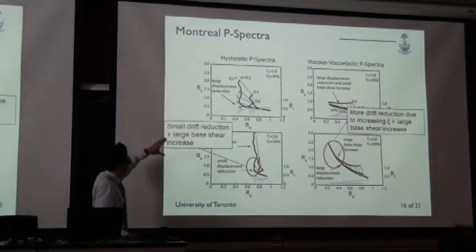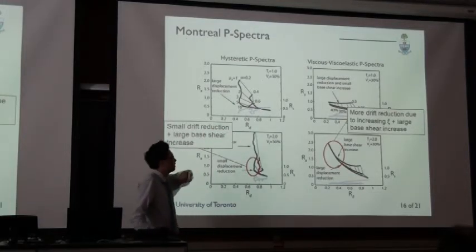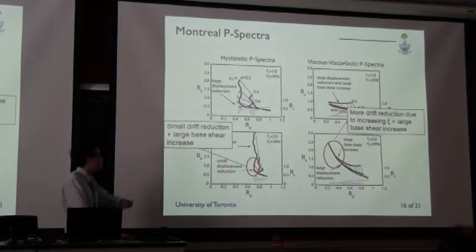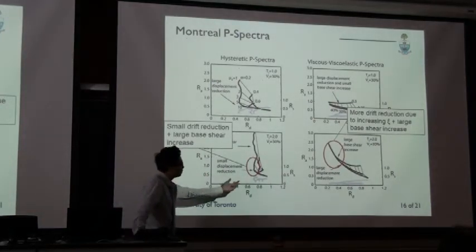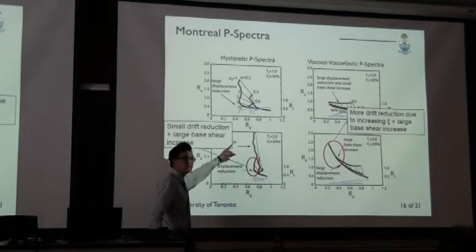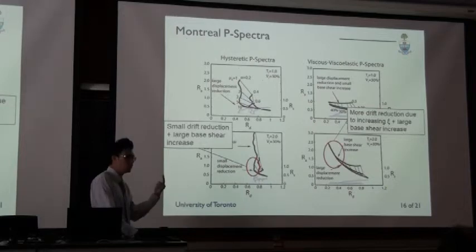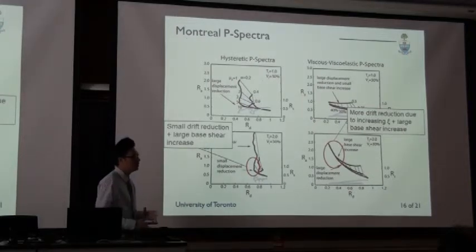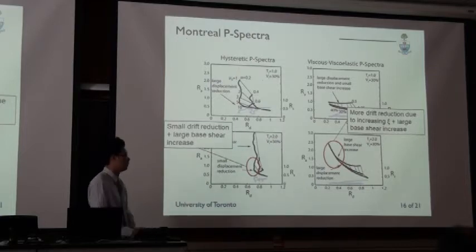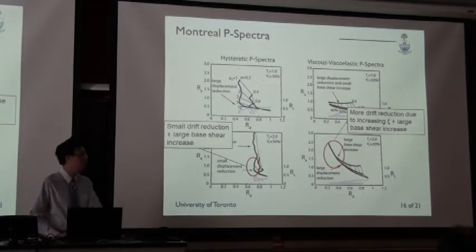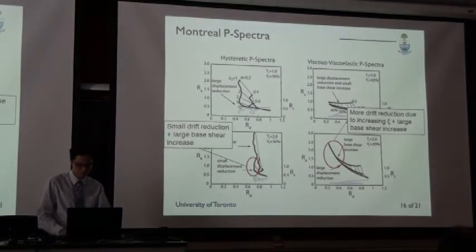Shown here are two performance spectra at periods of 1 second for hysteretic damper and viscous viscoelastic damper in 2 seconds. And you can see very clearly that in the performance spectra at 2 seconds, you have small displacement reduction coupled with large base shear increase. If you're using viscous dampers, you can further reduce the displacement. However, because of the velocity effect that we spoke about earlier, you're going to get a high increase in base shear. So these things should be of note when engineers are designing for retrofit using supplemental dampers.